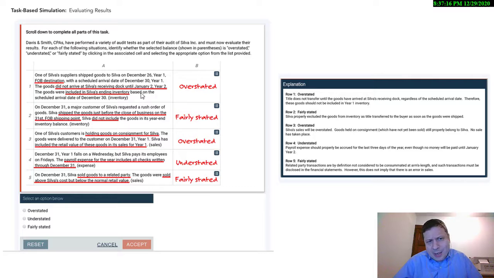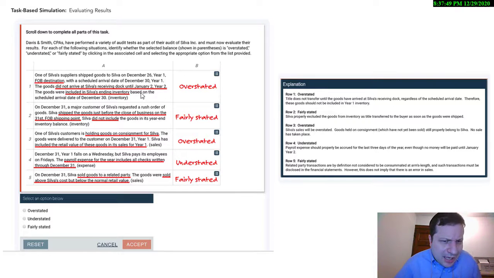Number 2. On December 31st, a major customer requested a rush order of the goods. Silva shipped it out just before the close of business on the 31st of December. FOB shipping point was used. So if it was sent out, it's gone. Silva did not include the goods in the year end inventory. Very good. That's fairly stated. Inventory is fairly stated because of shipping point.